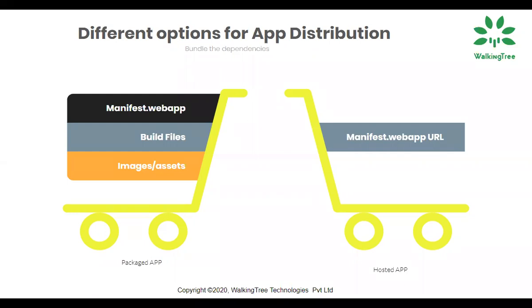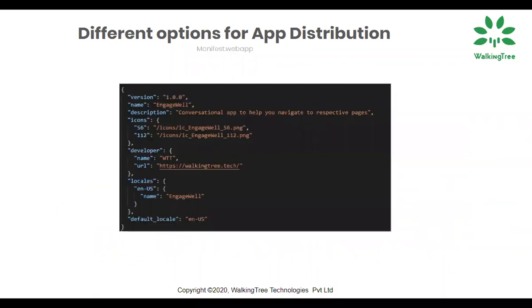Then this is the time where we need to really look for the manifest web app file. The manifest web app file tells about your app type, and it contains the complete information about your application. If you look at the image on the screen, it has information like version, name, description of the app, and icons to be utilized as part of the app for both the resolutions, and the developer details.